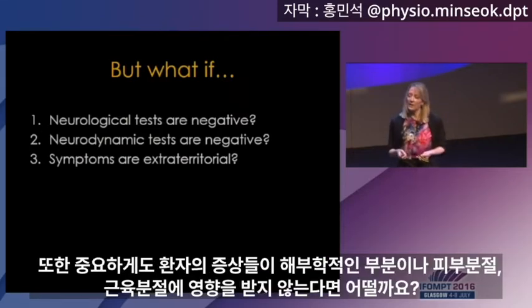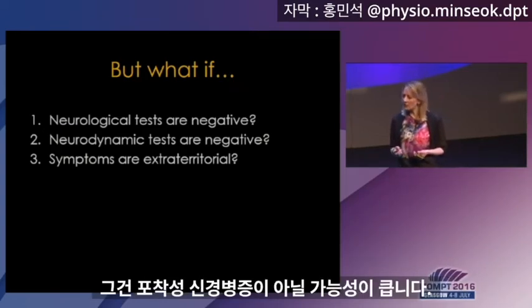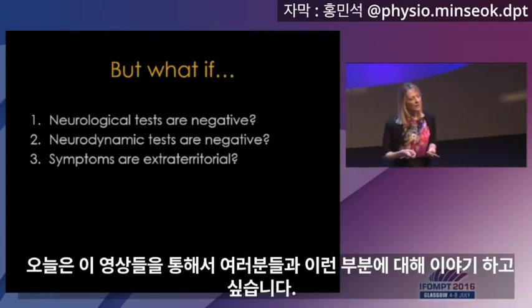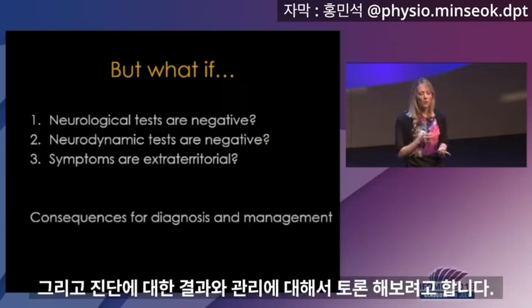Most importantly, what happens if patients have symptoms that do not follow the anatomical, dermatomal, or territorial pattern? What if they have widespread symptoms? Does that then mean they don't have an entrapment neuropathy? Today I would like to discuss these with you, and I will also have a slight excursion into the double crush syndrome, which has been very topical. And I would like to discuss consequences for diagnosis and management with you today.